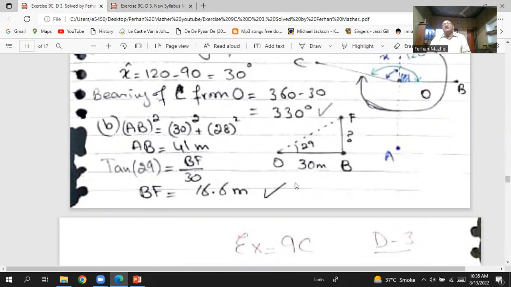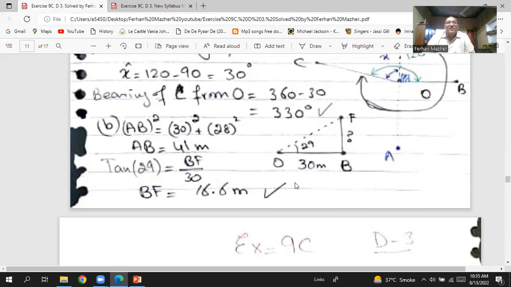The shortest distance is of the point O, which is 30 meter. So, from the O, the angle of elevation will be maximum, and that is 29 degree. So take that right angle triangle OBF. BF is that vertical pole, and I want to know its height. So I will apply tan 29 will be equal to the BF divided by the 30. So the BF will be equal to 30 multiplied by tan 29, and that will be 16.6 meter.